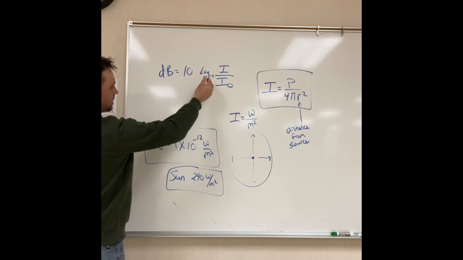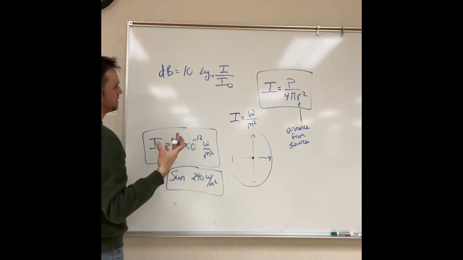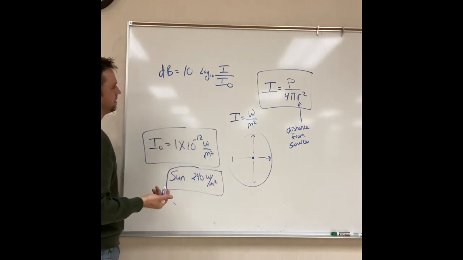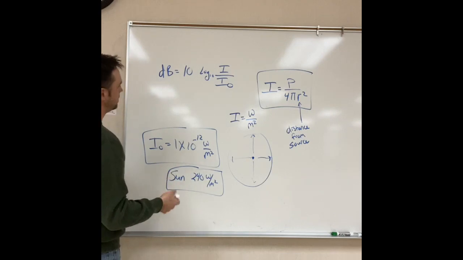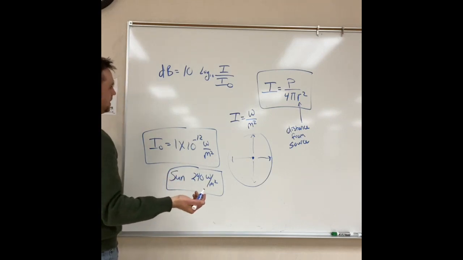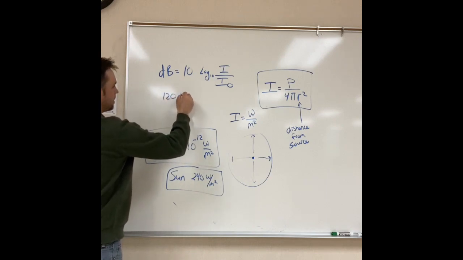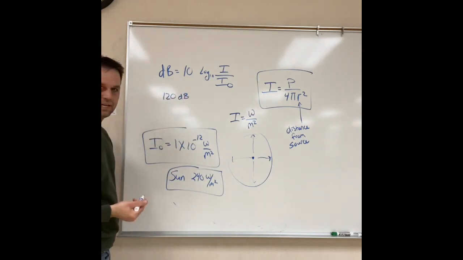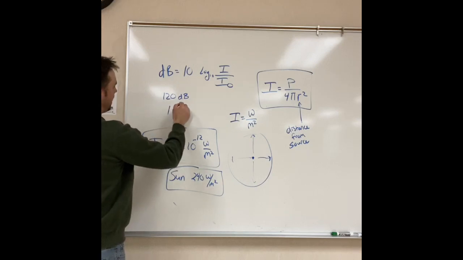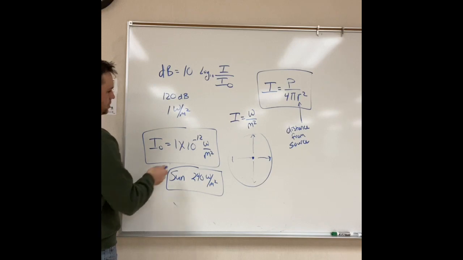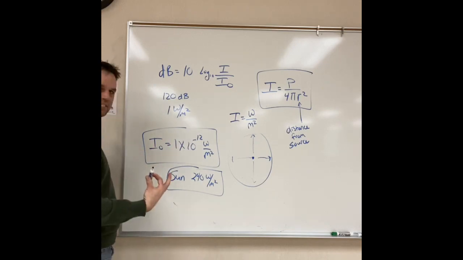It's 10 times the log of the ratio of however intense a sound is divided by the minimum intensity that we can hear. Not that you really need to worry about this equation, but it just shows you where the different decibels come from. So for example, if something is 120 decibels, that's called the threshold of pain. That is 1 watt per meter squared. You can see that that is 12 powers of 10 more intense than the faintest thing you can hear.